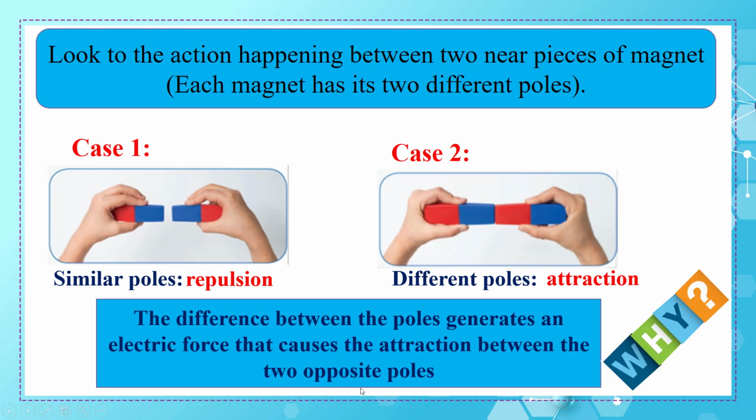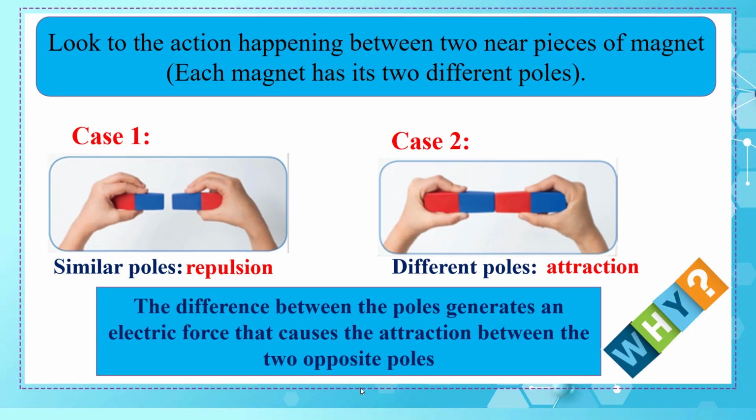So I should keep in mind that when I have two opposite poles between the two pieces of magnet, this difference will generate a force. This force is an electric force. It will cause attraction between the two opposite poles. What is the benefit from this example?